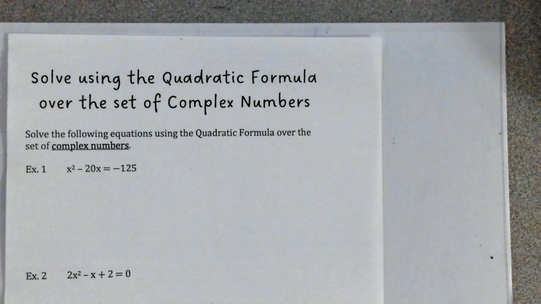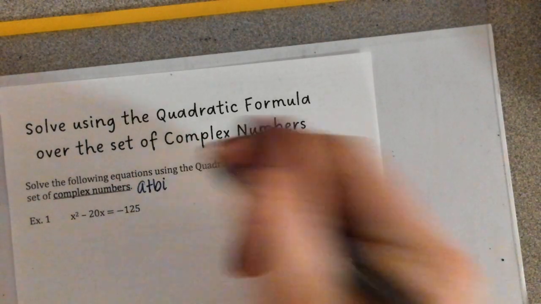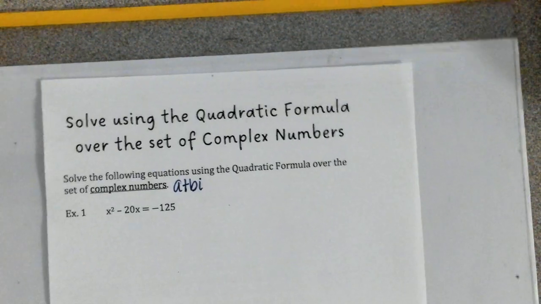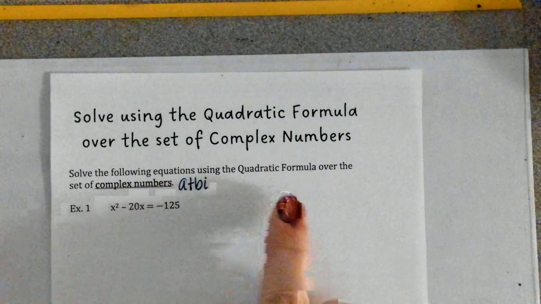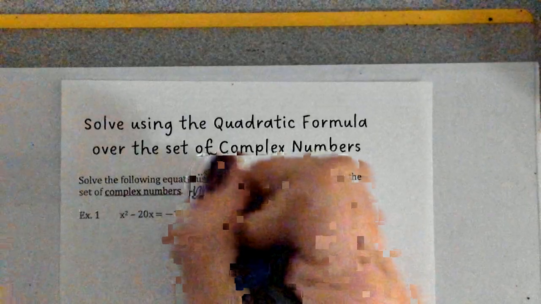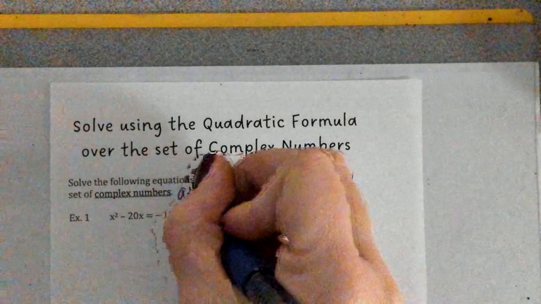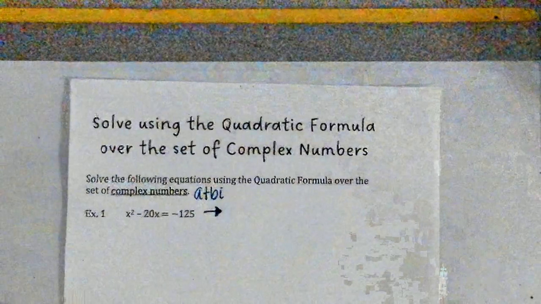It is in the form a plus bi. Remember that? Okay. So if we're over the set of complex numbers and we get a negative under the square root, we can proceed. All right? And since this says we're using the quadratic formula, that's going to be what we do. But first, let's go ahead and rewrite this first equation so it's in standard form. So we're using the quadratic formula correctly.